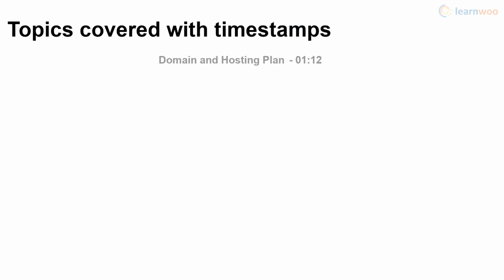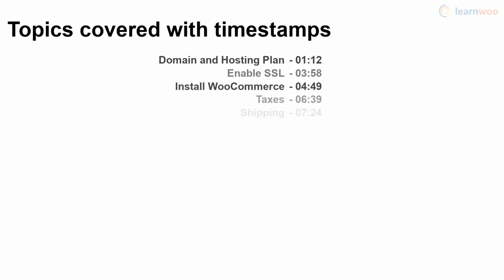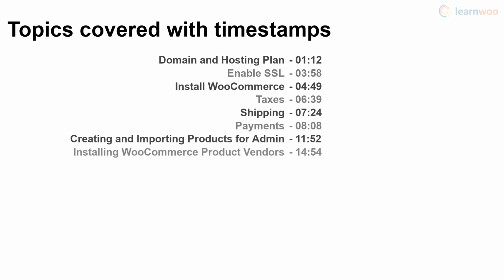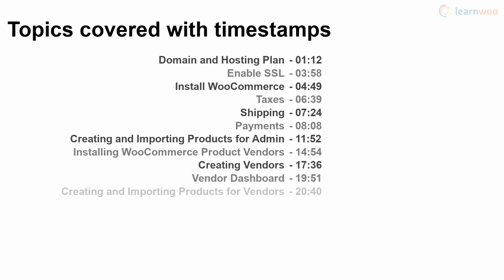We'll start by buying and setting up a domain and hosting plan. We'll learn how to secure our website with SSL. We'll install WooCommerce and set up taxes, shipping, and payment methods, along with other settings. We'll install and set up the Product Vendors plugin and learn how to create and manage vendors. We'll also take a look at the vendor dashboard.